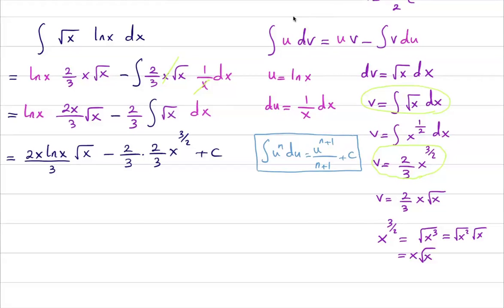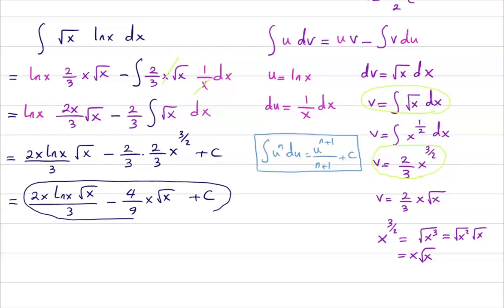We can simplify this further as 2x times ln of x times square root of x divided by 3 minus 4 over 9 x times square root of x plus constant of integration. You could also simplify this further if you want to, all right? You could factor out like 2/3 x square root of x and write it in simpler form, or you can leave it as it is.